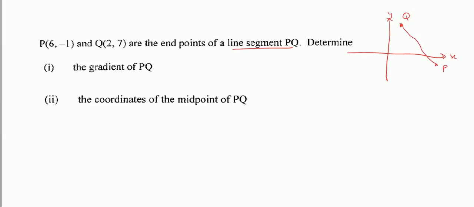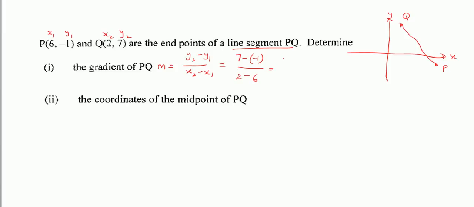So the first thing they want is the gradient of PQ. So just by looking at the line, you know you should get a negative gradient. Right, and the gradient of a line, small m, is equal to y2 minus y1 over x2 minus x1. Right, that's the straight formula we're using. So we have 2 coordinates, so we can label the coordinates as x1, y1. This will be x2, y2. So y2 minus y1 will be 7 minus 1 over x2, which is 2, minus 6. Now all I'm doing is substituting into the formula here.